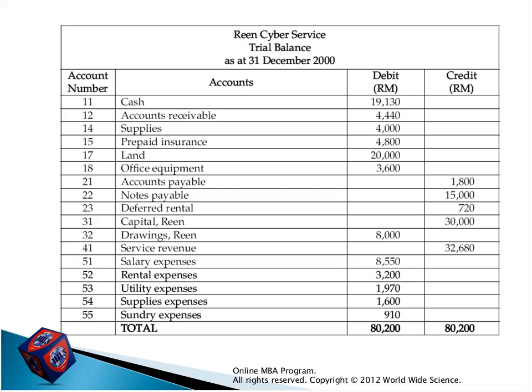Here is the trial balance of the Ring Kyber Service company as at 31st of December 2000. So the trial balance would be prepared at the end of each year. Here you are given some accounts, showing what kind of transactions have been in the company. And we show the debit side and the credit side. We show all the figures, amounts, on the debit or credit side.